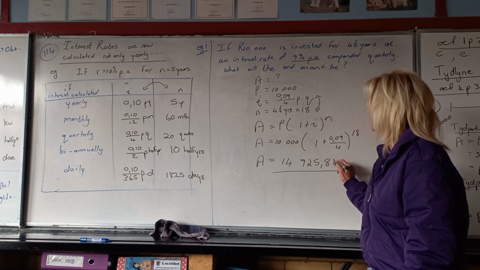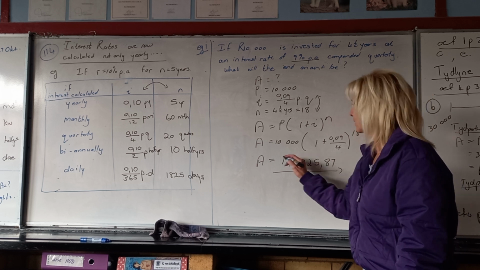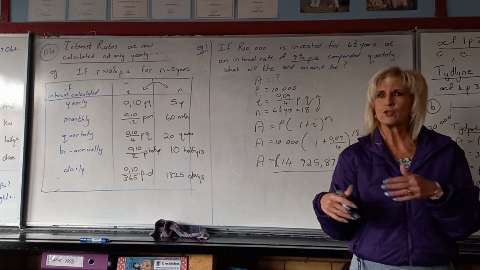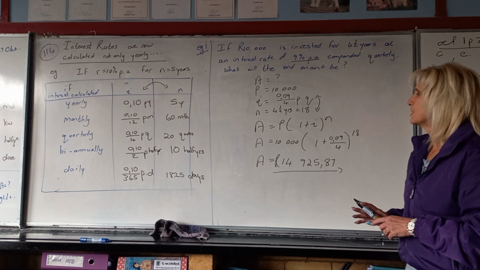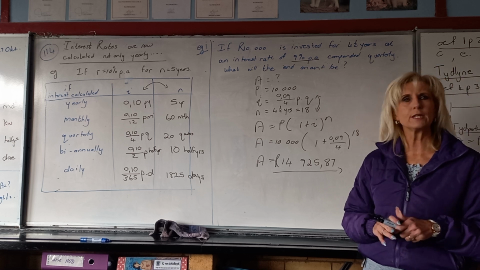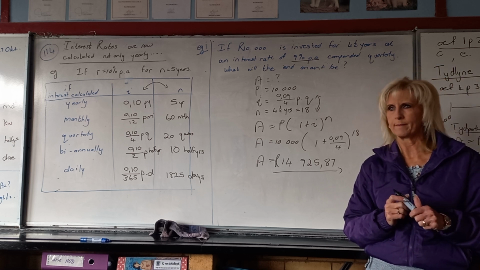14,925.87. Correctly rounded off? Yes, ma'am. Because that's the final answer, right? If ever we have to do more and more stuff, we're not going to round off until the final answer. So, what could my question be? How much interest did this person earn?